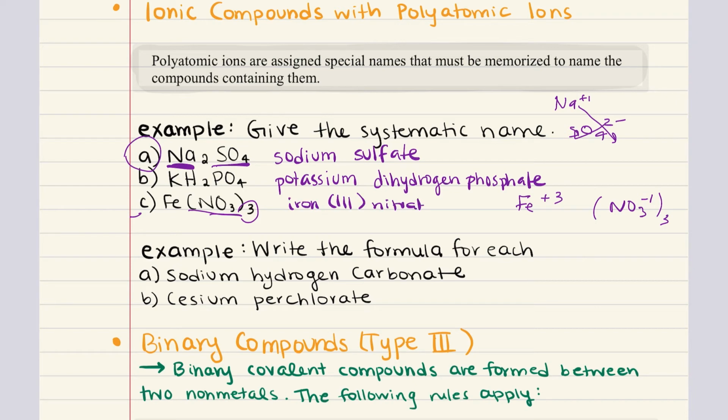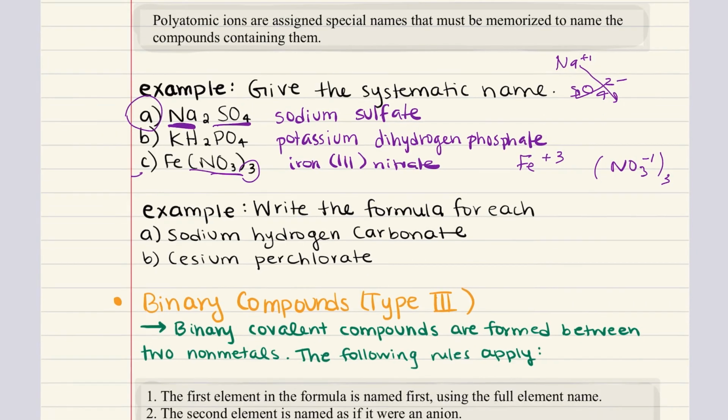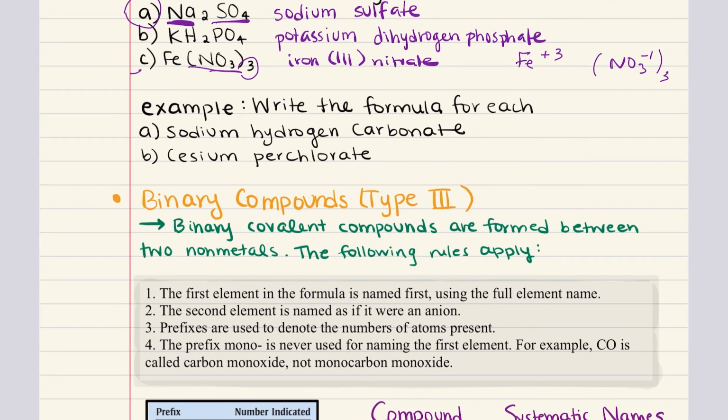Beautiful. Now this next example says write the formula for each. A says sodium hydrogen carbonate. Sodium is Na+, hydrogen carbonate is HCO3-. We do a little swapperoo with the charges, and our chemical formula for sodium hydrogen carbonate is NaHCO3. There we have it.